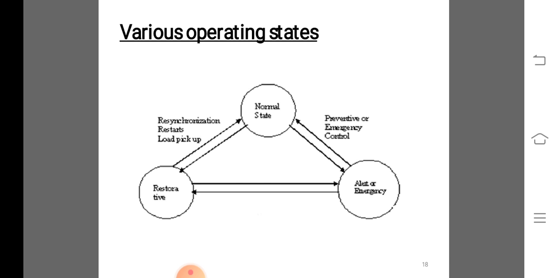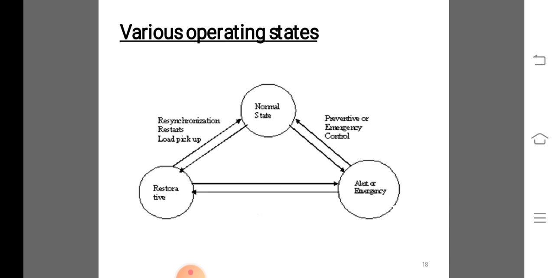These are the various operating states. They consist of the normal state, alert state, emergency state, extremis state and restorative state. Normal state: a system is said to be normal if both load and operating constraints are satisfied. It is one in which the total demand on the system is met by satisfying all the operating constraints.